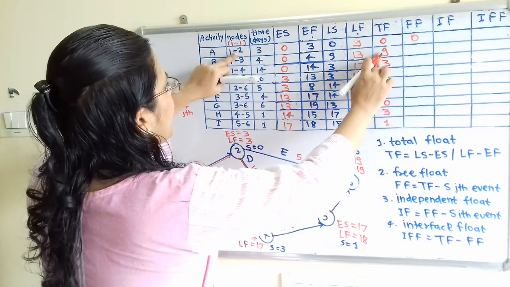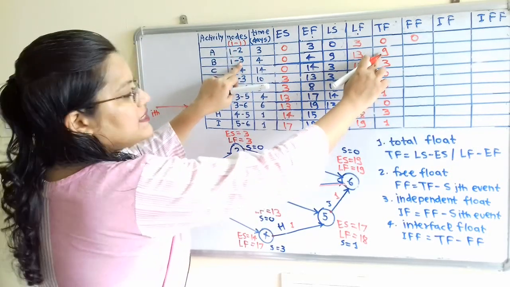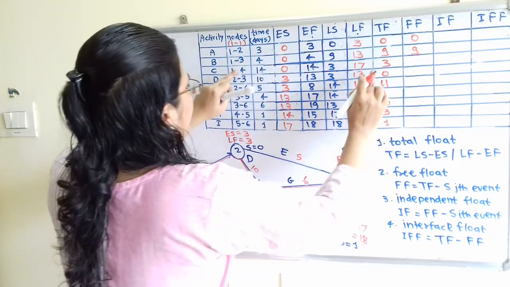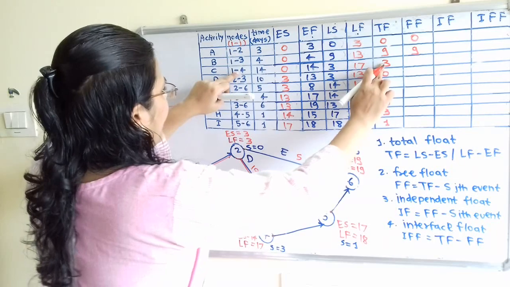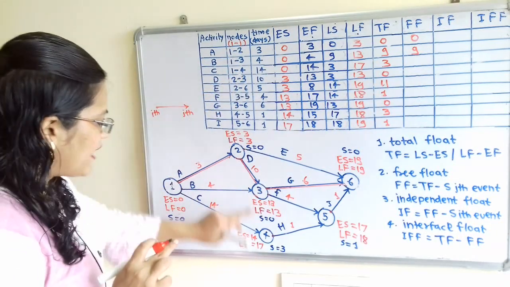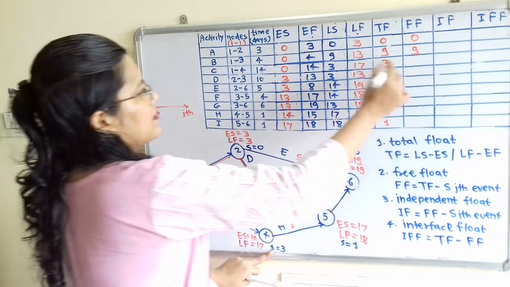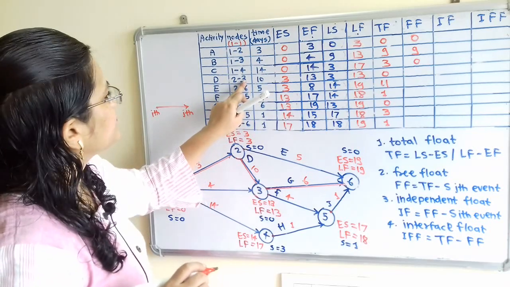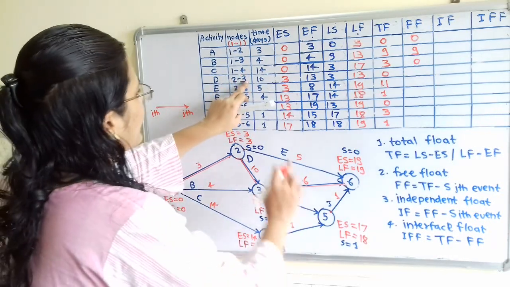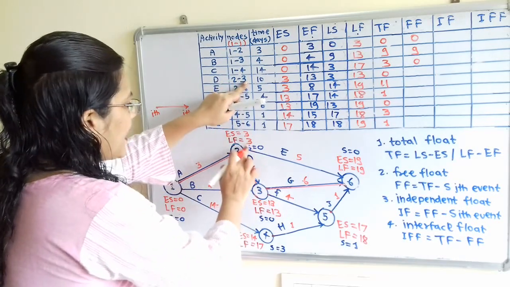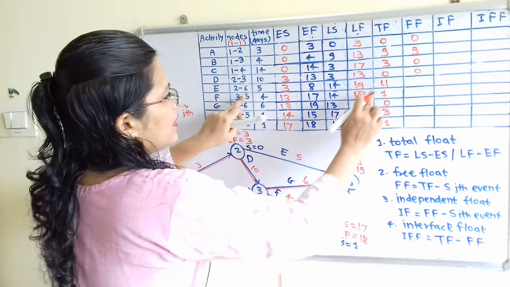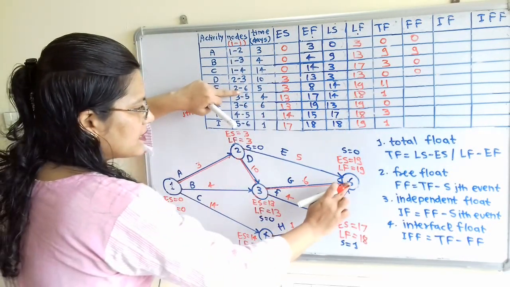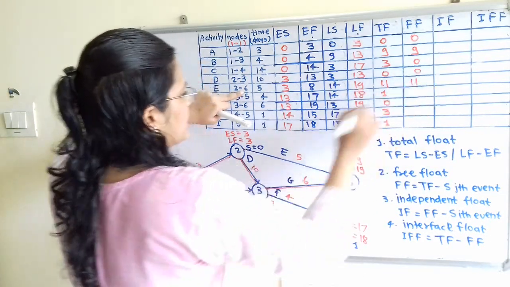Then in the same way here TF is 9 and the Zth event is 3. So at 3 slack is 0. So 9 minus 0, that is 9. Then here TF is 3 and the Zth event is 4. So at 4 slack is 3. So 3 minus 3, here it is 0. Then next one, TF is 0 and again the Zth event is 3. So at 3 slack is 0. So here it is 0. Then TF is 11 and here the Zth event is 6. So for 6 slack is 0. So 11 minus 0, that is 11.